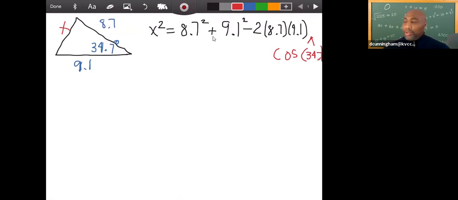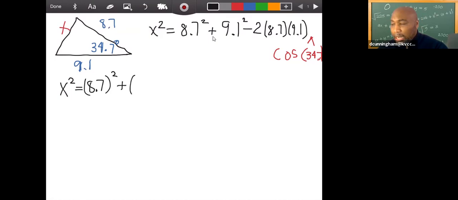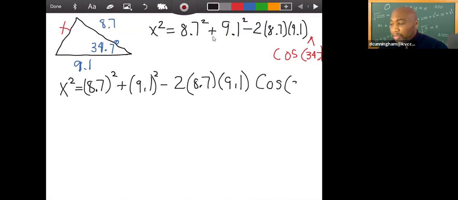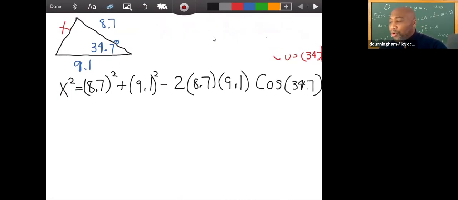Now let me rewrite that so you understand what I wrote earlier. So I wrote down x squared is equal to our pattern. So I'm going to write it again so we get the pattern. 8.7 squared plus 9.1 squared minus 2 times 8.7 times 9.1 times the cosine of 34.7 degrees. Okay. I did that so we can reinforce the pattern over and over again.